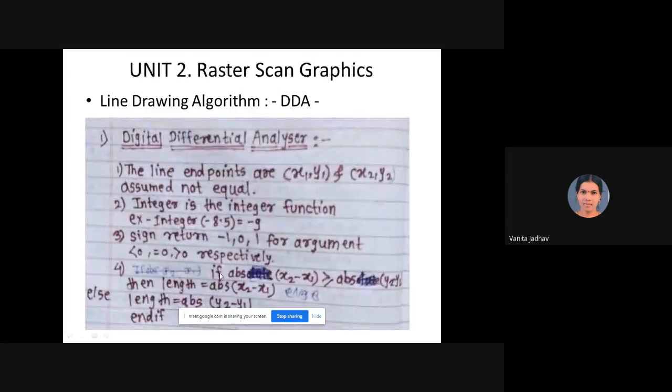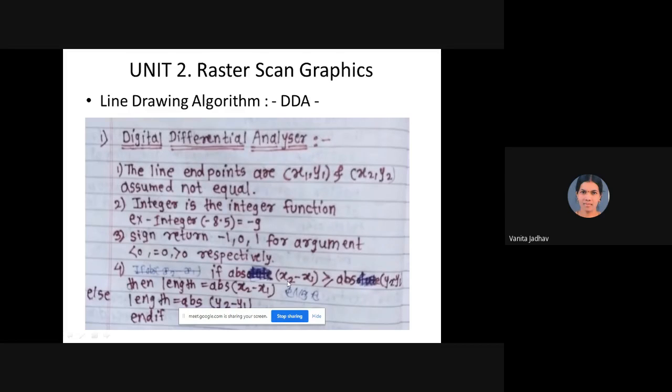So next, if ABS, one more function we are using, ABS, stands for absolute. So ABS of x2 minus x1 greater than or equal to ABS of y2 minus y1. The absolute function returns the magnitude, so it will not consider any kind of sign. For example, suppose the value of x2 is -8 and the value of x1 is 0. In that case, x2 minus x1 will be -8, and the value returned by the absolute function will be +8.